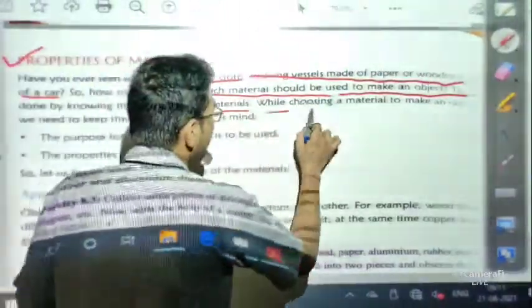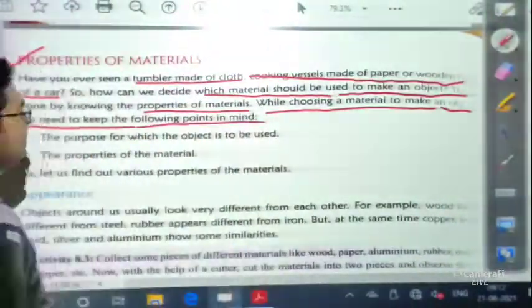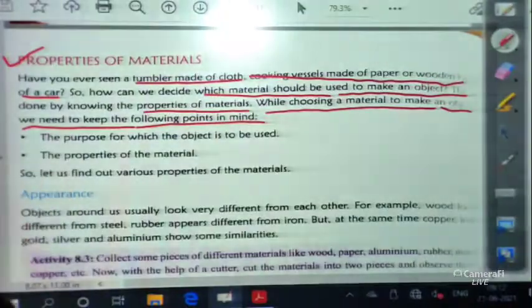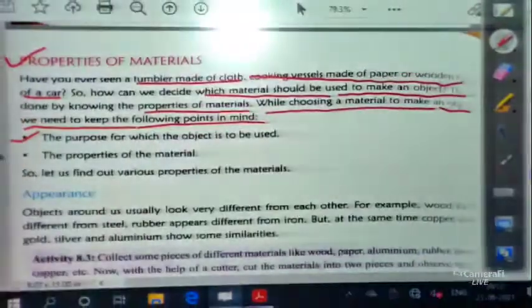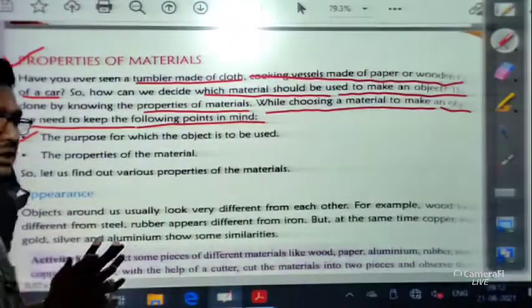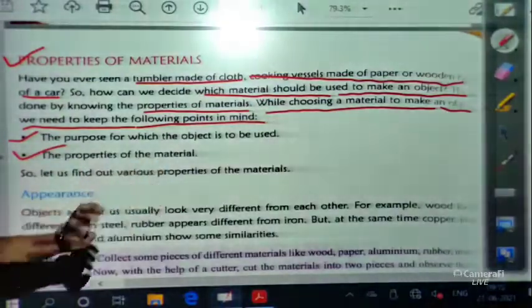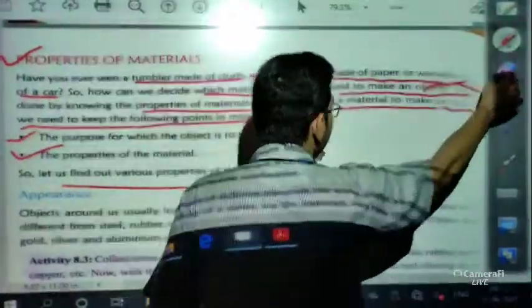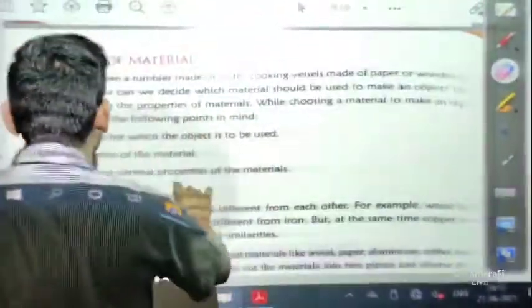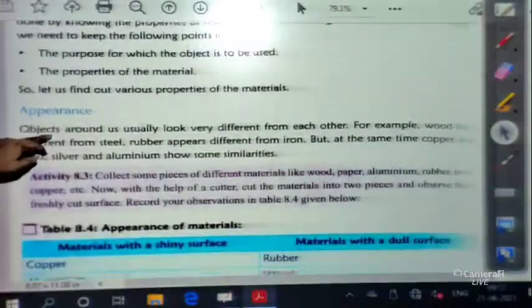So while choosing a material to make an object, we need to keep the following points in mind. What are the points that we keep in mind? The first point is the purpose for which the object is to be used. Definitely the purpose of the object should be there, and the properties of the materials. So let us find out the various properties of the materials. In this chapter we are going to discuss 4 or 5 properties, one by one.